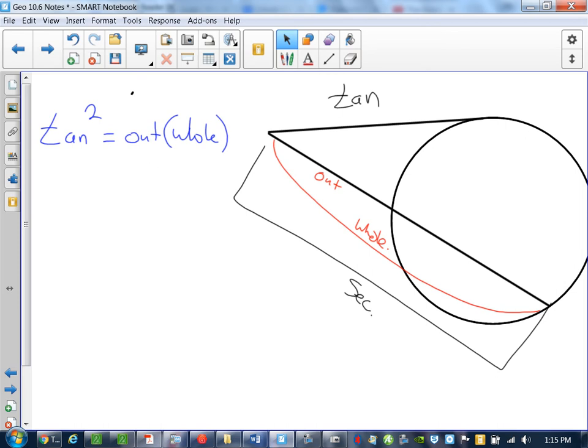And you get that. You take the outside part times the whole, and it equals that tangent part squared.